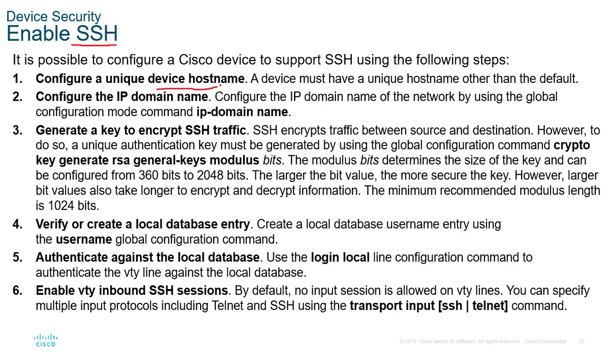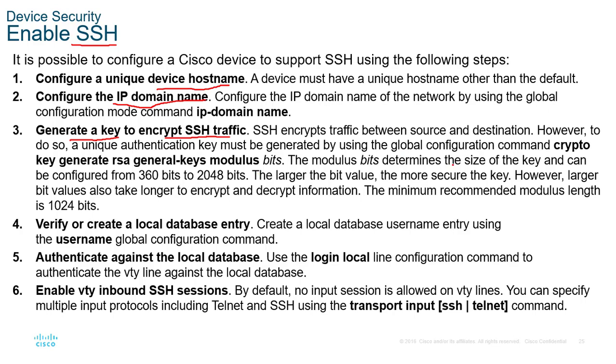So your device will have a host name. You have to have a host name configured for your device. You'll set up an IP domain name, and the combination of the host name and the domain name will be used by the router to store the certificate that gets generated. When you generate the key to encrypt the SSH traffic, that certificate will be stored under a file name named hostname.domainname. And that's where it'll store that certificate.